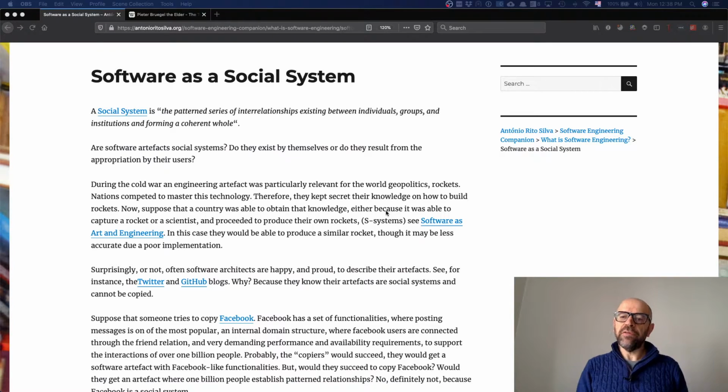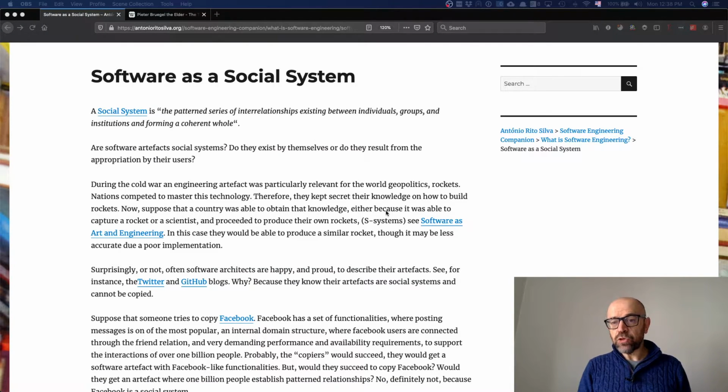Okay? Now let's think about Facebook. Suppose that the same countries try to copy Facebook and say, let's have our own Facebook. And they do good work, they copy it, and afterwards they just launch the system. The question is, do they have Facebook? As you may realize, not really. Why? Because Facebook is not just the software. It's the way people use the software.